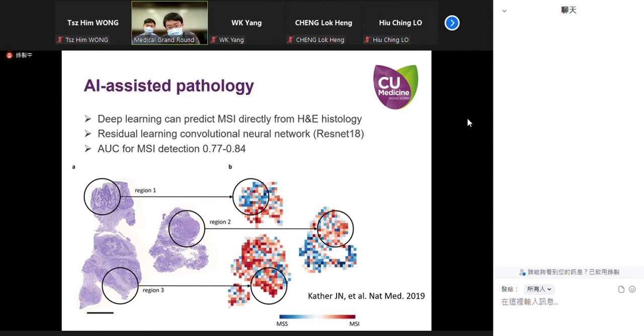This is a paper published in Nature 2 years ago as well. As you all know, H&E staining is the basis for histology assessment, but when we need to know specific markers, we need to do special staining as well. But this AI model used a deep learning model with which the machine can predict microsatellite instability directly from the most simple H&E staining by using the neural network, achieving quite a satisfactory AUROC to predict whether the sample has MSI or not.